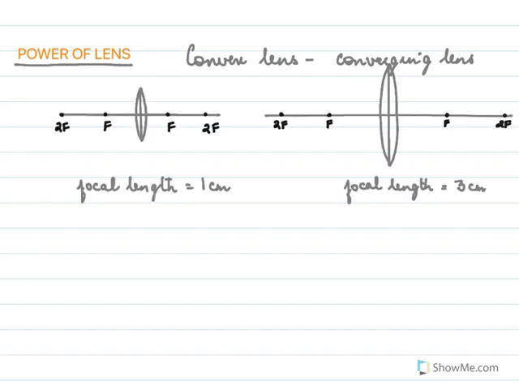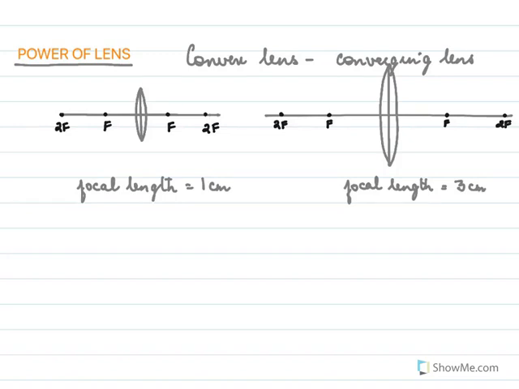Power of the lens. Now we have learnt that convex lenses converge the rays of light, and hence they are called the converging lenses because they converge the rays of light.